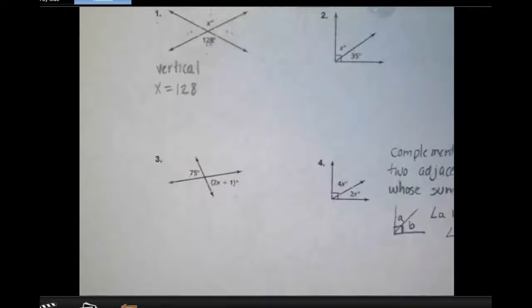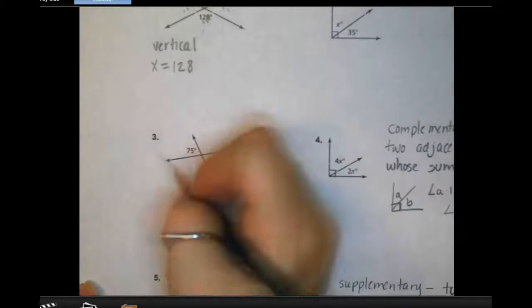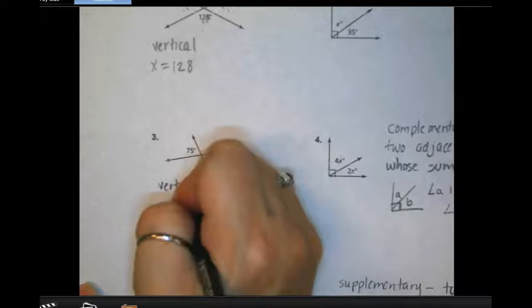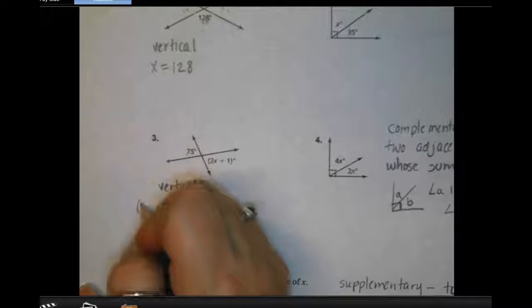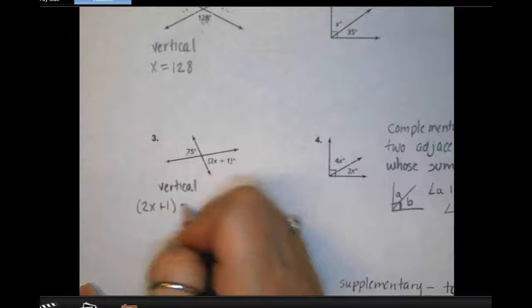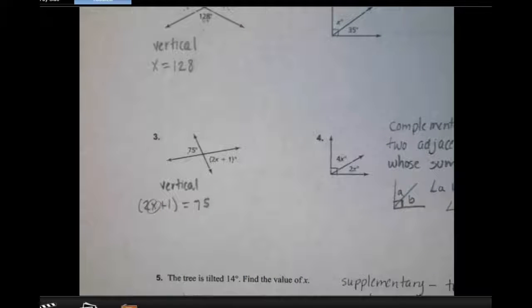They're the same. Okay, so if they're the same, in order for me to find this answer, we're going to say that they are vertical. I need to solve this problem. So I'm going to write 2x plus 1 is equal to 75. Since 2x plus 1 is equal to 75, I can solve for x. But I'm not going to ask you to solve for x today on this one. I just want you to tell me if it's vertical or not.